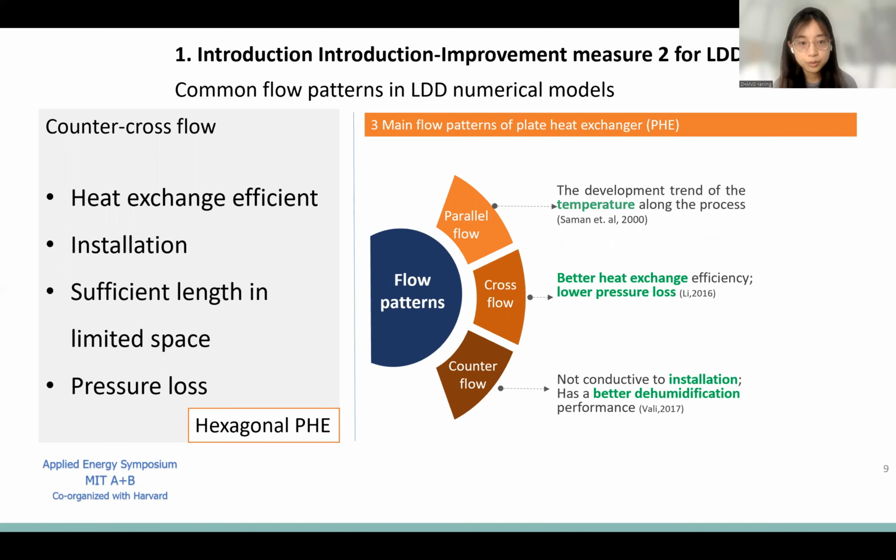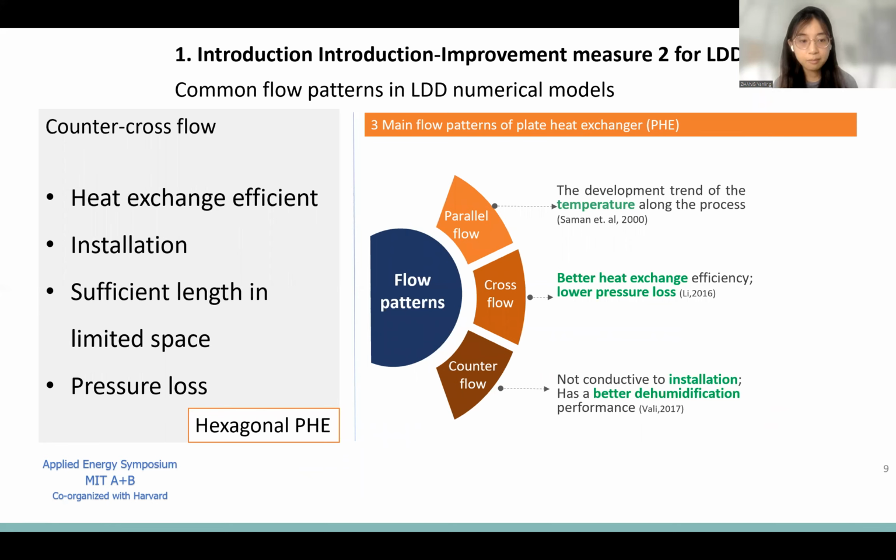And another improvement measure for LDD might be from the flow patterns. Here shows 3 traditional flow patterns, the parallel flow, cross flow, and counterflow. Researchers find that the counterflow has the best dehumidification performance and heat exchange efficiency. However, it is not conducive to insulation. And for cross flow, it might have better heat exchange efficiency than parallel flow, and it can have lower pressure loss.